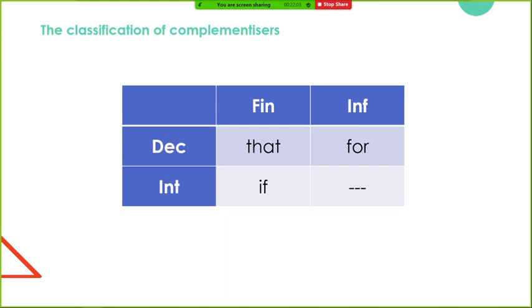Now there appears to be a gap in that table for the complementizer introducing the infinitival interrogative, and that seems to be an accidental gap. We don't really have a complementizer for that particular function. Okay, so there are just three complementizers in English, and therefore this is a fairly simple kind of category.